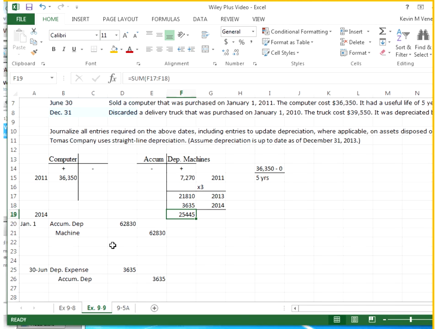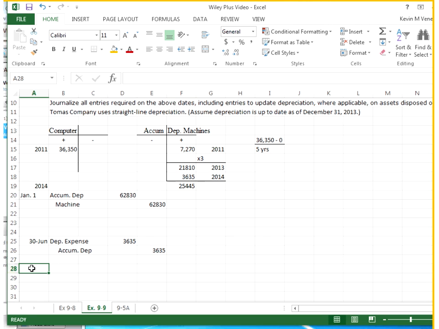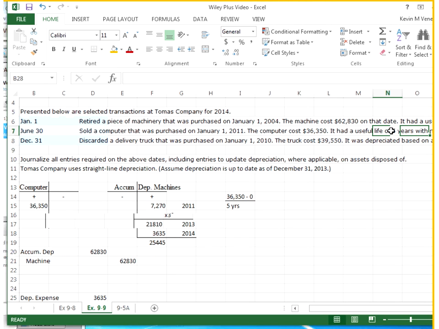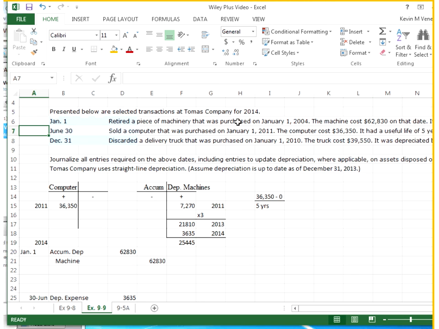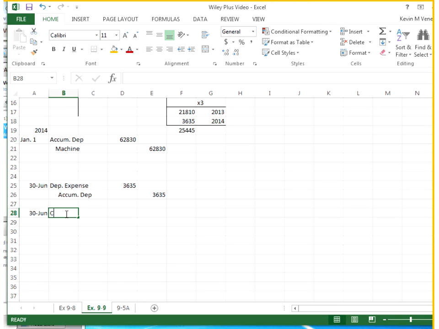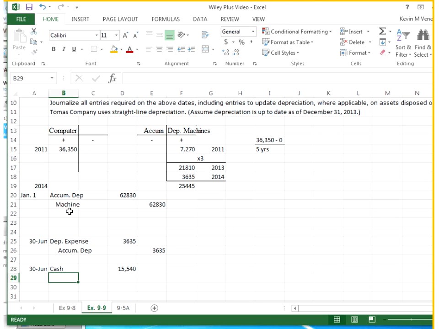It tells me in the problem now, because I can now go down to part 2, I can do my second entry for June 30th. I can actually do the sale. The question tells me that I sold it for $15,540. So I ask the question, what did I get? I got cash of $15,540. And then I ask the credit question, how did I get it? Well, I got rid of my computer. So I need to credit the $36,350. I'm going to skip a line or two.